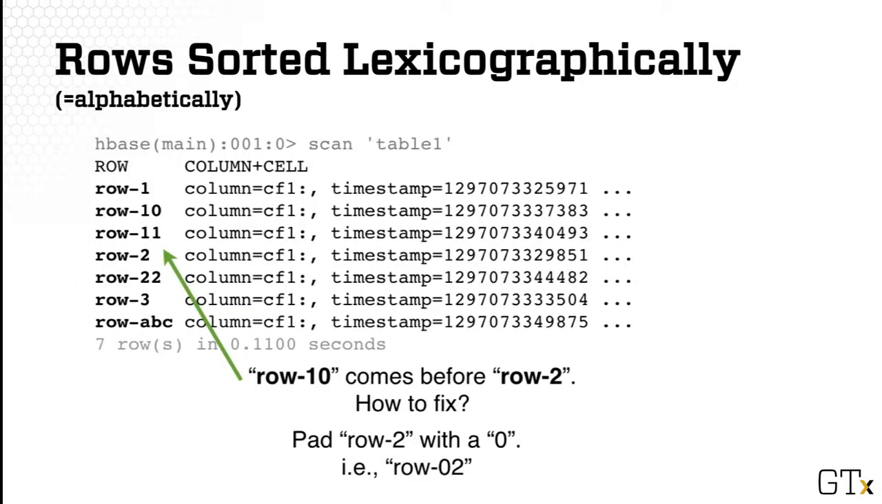Here's an example of how rows may be stored in HBase. Here we have 7 rows. The first column contains the row keys: row 1, row 10, row 11, row 2, and so on. You will see that row 10 comes before row 2. This is due to the alphabetical sorting order. To bring row 2 to right after row 1, we need to pad row 2 with a 0, so that instead of row 2, we use row 02.